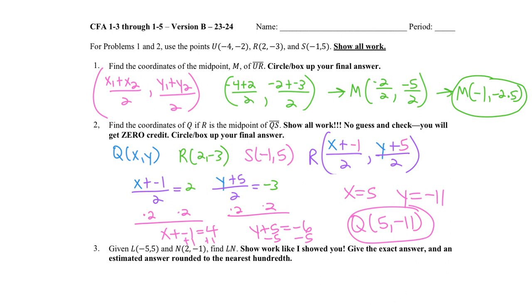Then you can also check your answer by making sure that the average of point Q and S really does equal (2, negative 3). So quickly in our heads, 5 plus negative 1 is 4, divided by 2. Yep, that's 2. Here, negative 11 plus 5 is negative 6, divided by 2. Yep, that's negative 3. So that confirms our answer. And that's it for number 2.